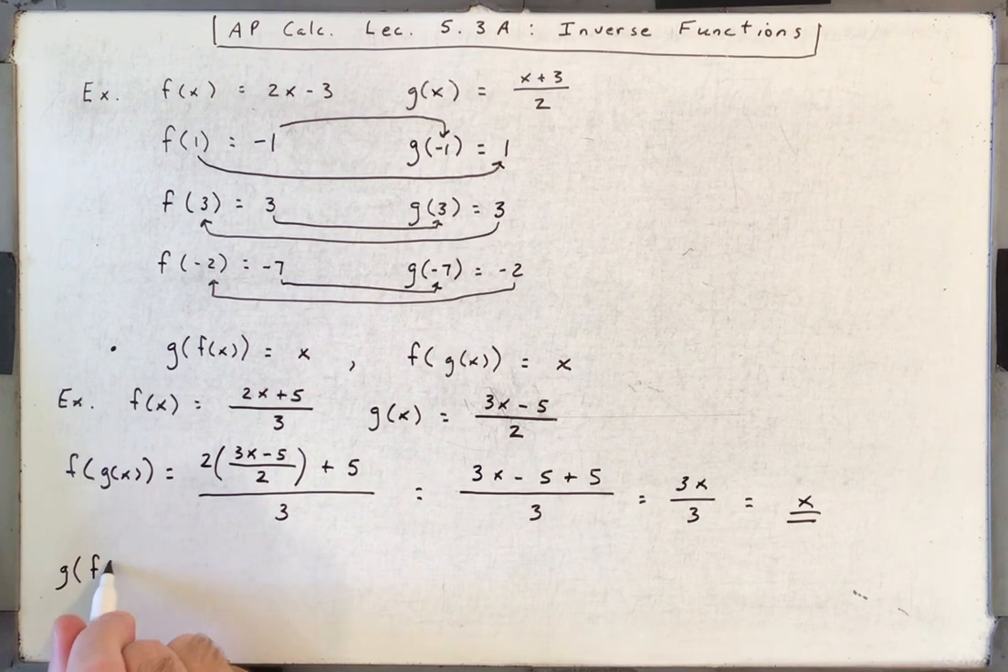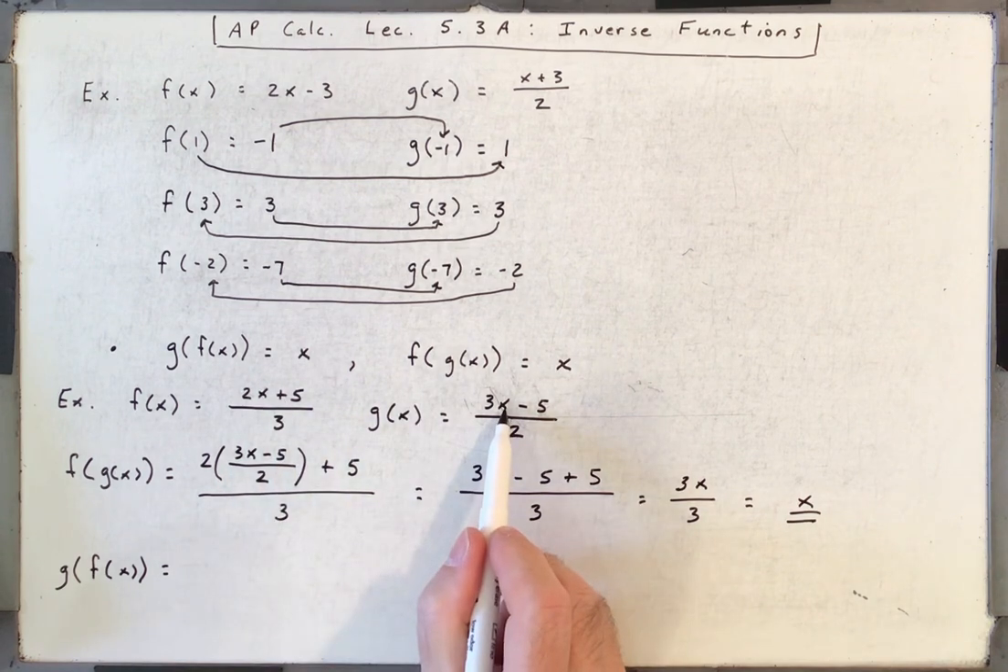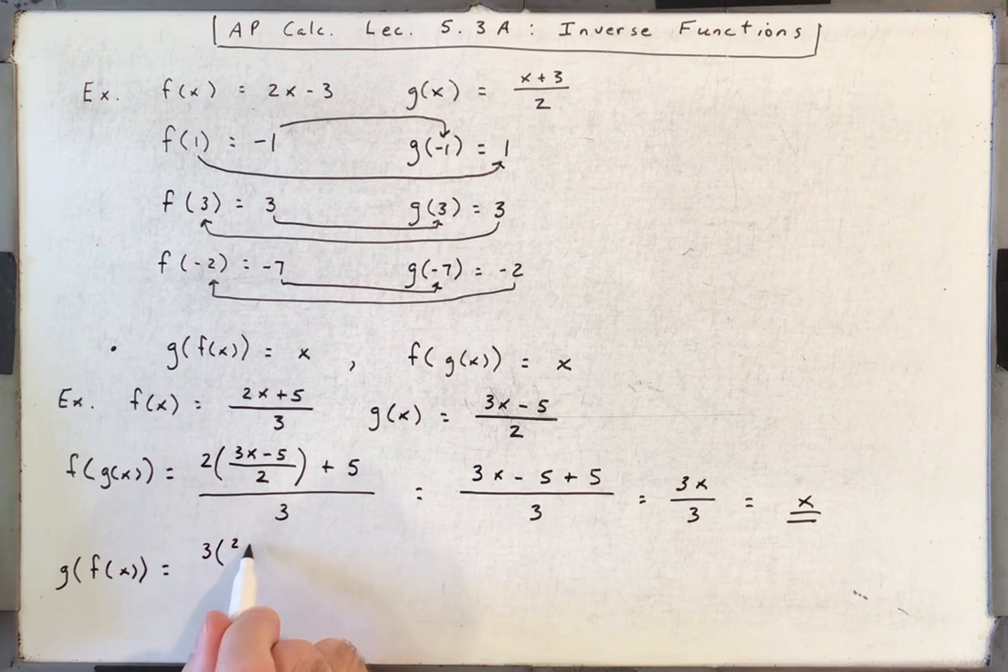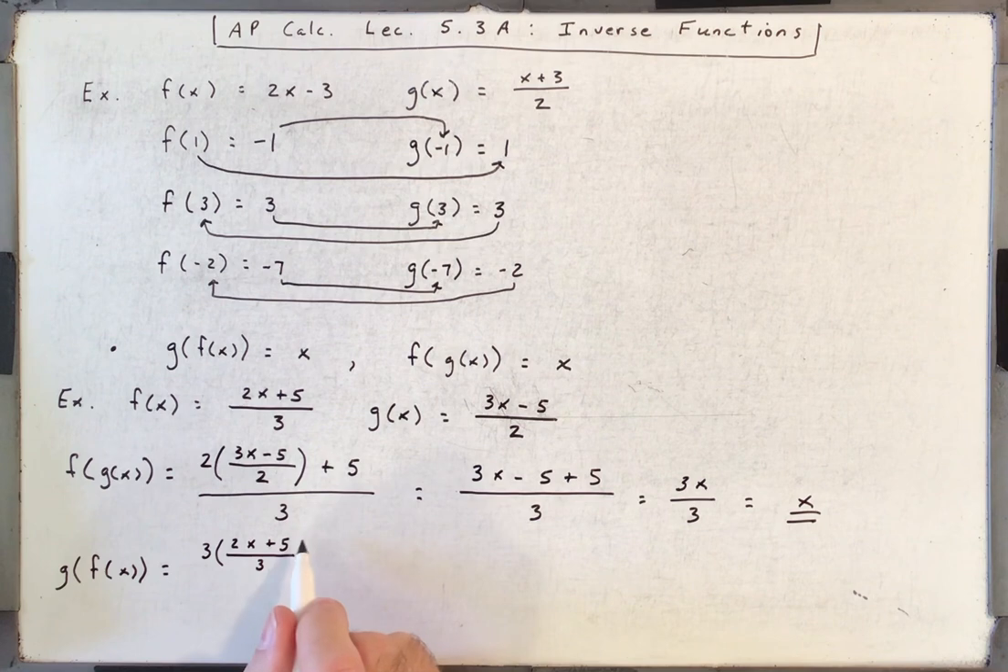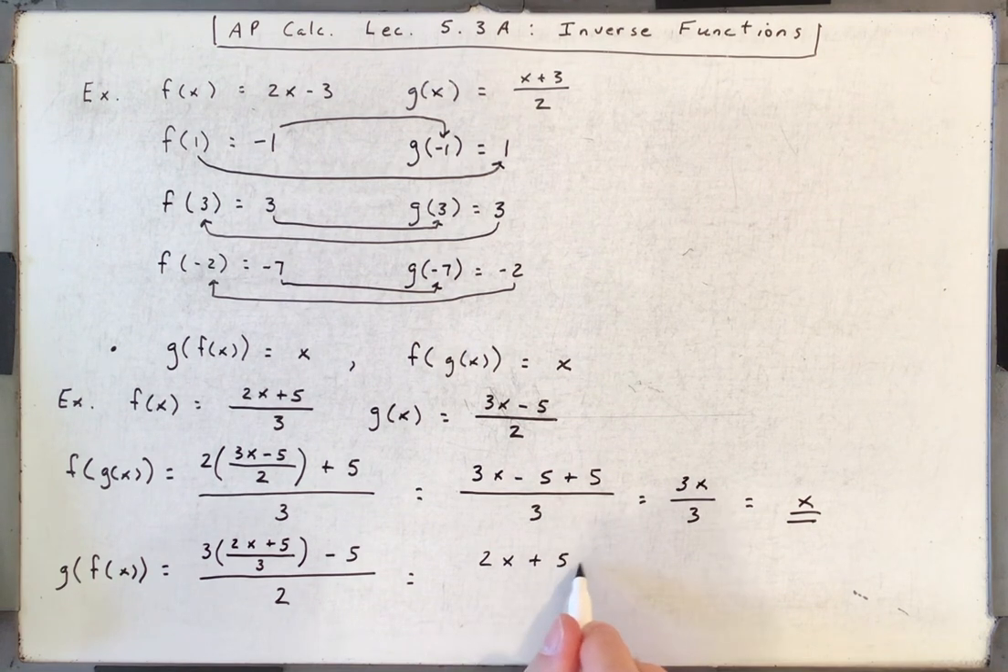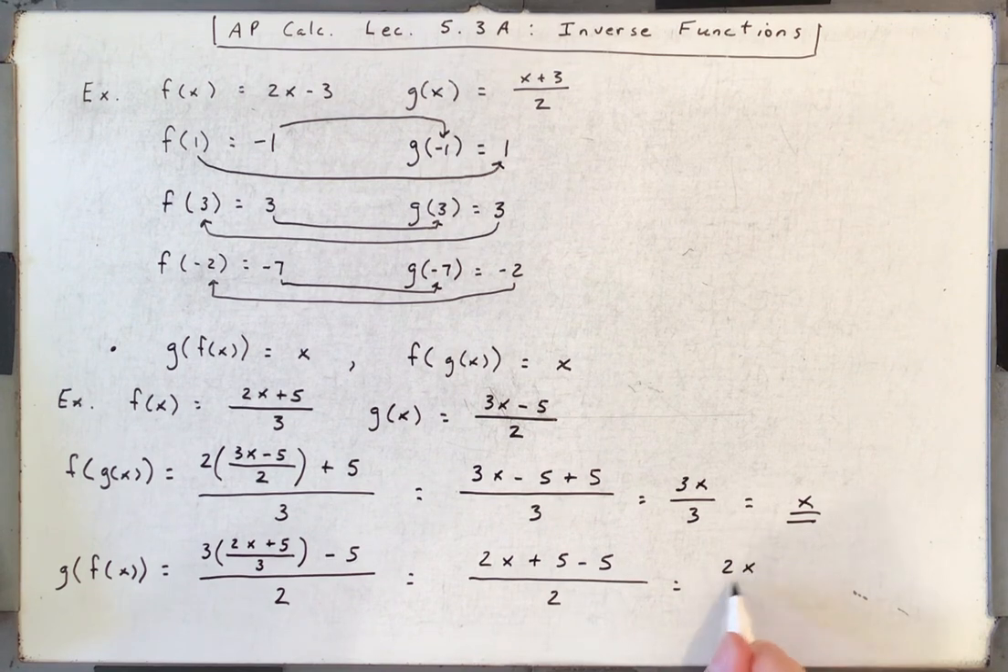So let's look at g of f of x. We're going to plug in f of x into this x right here in g. So I have 3 times 2x plus 5 over 3 minus 5 over 2. So here, the 3 and this 3, those cancel. You have 2x plus 5 minus 5 over 2. That's 2x over 2, which again is x.